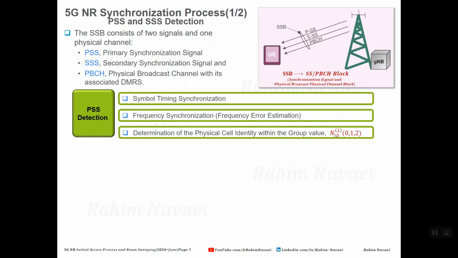To determine the physical cell identity, PCI, two identities are required: NID2, which identifies the physical cell identity within the group, and NID1, which identifies the physical cell identity group. Upon detecting the PSS, the NID2 value can be determined by the 5G device.